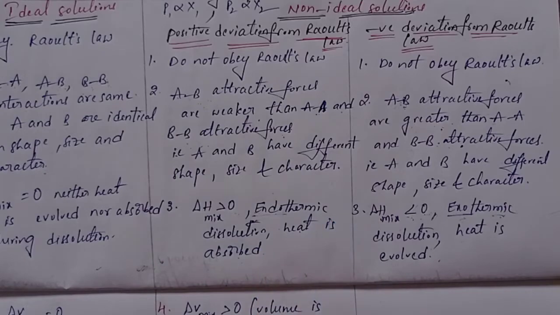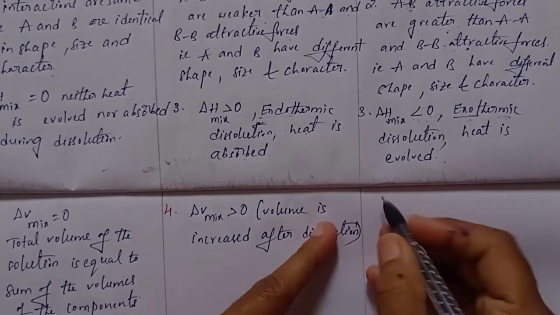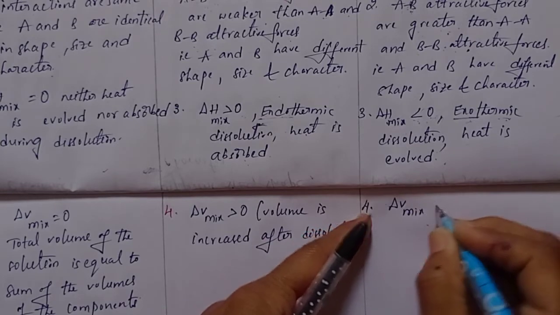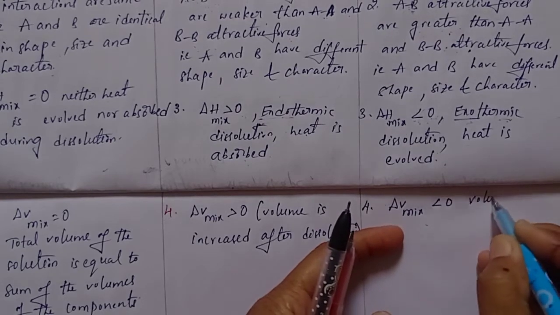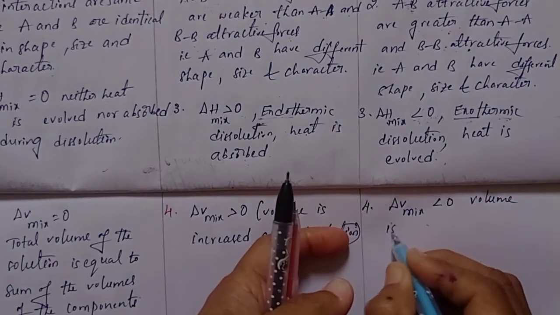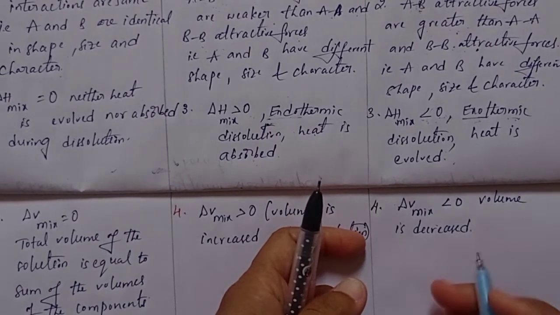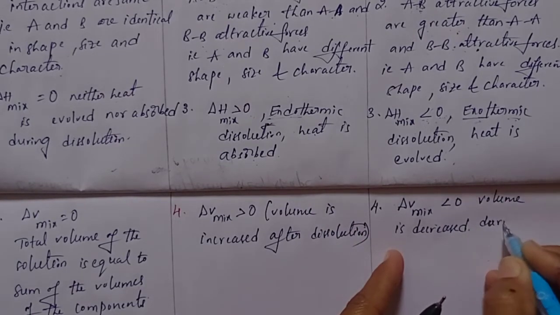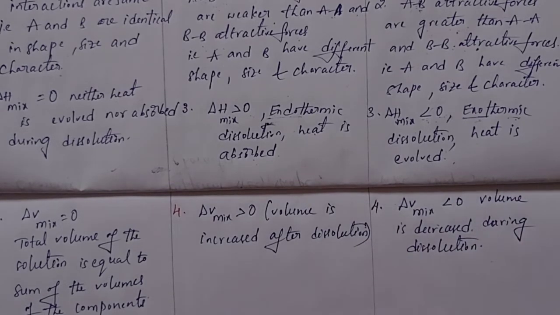So what is the fourth point, students, in the case of negative deviation from Raoult's law? Fourth point, delta V mixture is less than 0. Clear? Less than 0, volume is decreased, correct? Volume is decreased after dissolution. Volume is decreased during dissolution, students. Clear this one? This is the fourth point.